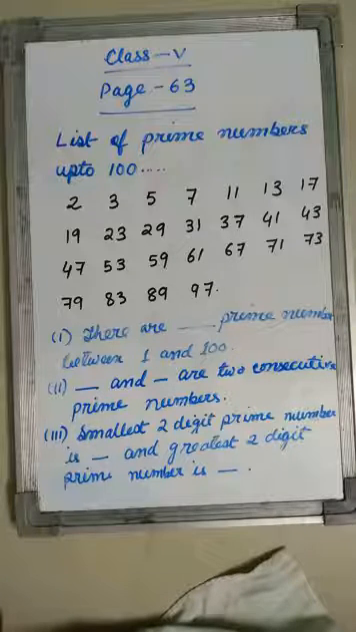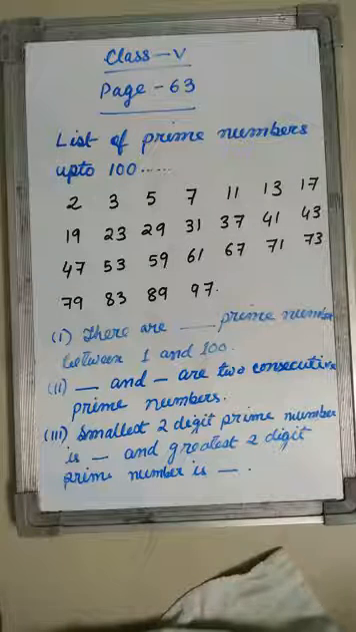Number 3, smallest 2-digit prime number is, you have to write, and greatest 2-digit prime number, you have to write this. Number 4, you check from your book, there is no space to write, so I am telling you.